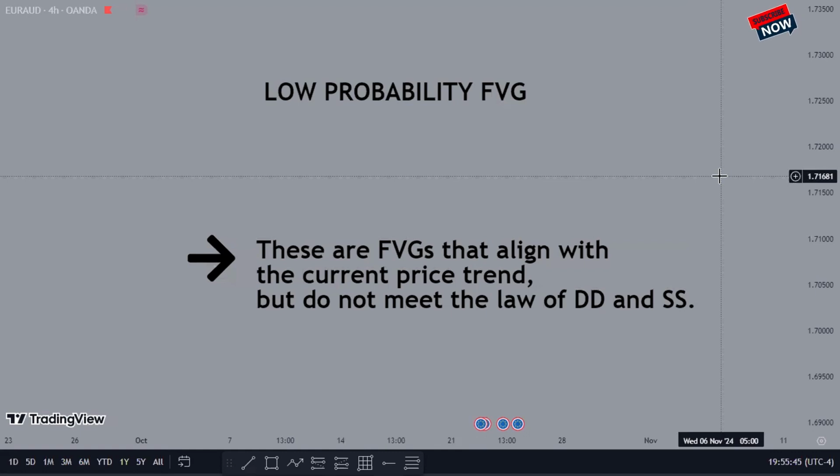What I mean by the law of demand and supply is the first law of demand and supply, which states that at lower prices, more goods are demanded. At higher prices, more goods are sold. Do you understand? Which means when price is low, consumers tend to buy more.